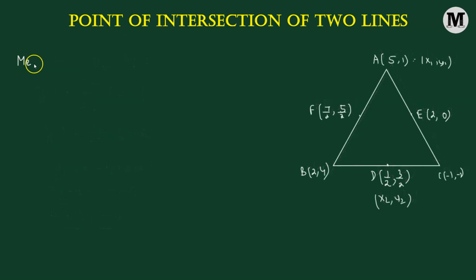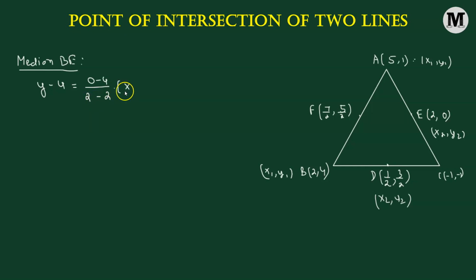Next, let's find the equation of the median BE. So here we're going to consider B to be x1, y1 and E to be x2, y2. Fine. So we get y minus y1, so y1 is 4, equals, we need the difference of the y coordinates. So y2 minus y1, that's going to be 0 minus 4, divided by 2 minus 2, multiplied by x minus x1, so that's going to be 2. Now this gives us y minus 4 equals -4/0 times x minus 2.